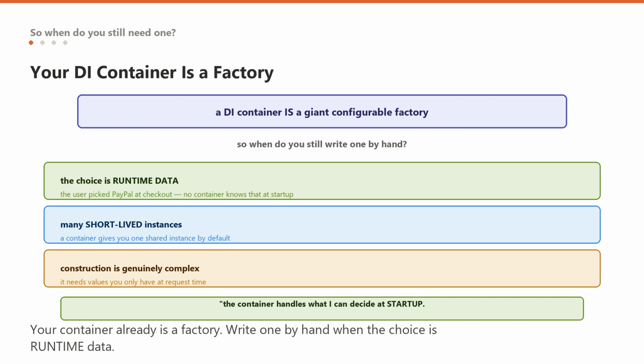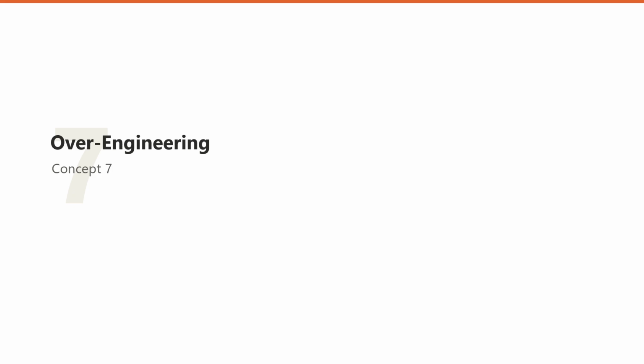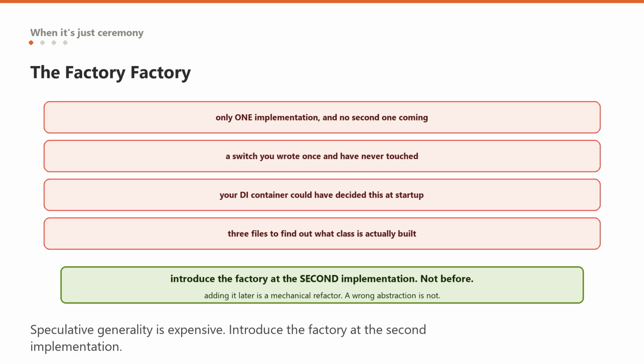I write a factory when the choice depends on runtime data. Concept 7. The trap, because factories are where clever engineers do real damage. Enterprise Java earned its reputation partly here, and the joke about the abstract factory exists because somebody really did write it. So let us be clear about when a factory is pure ceremony.